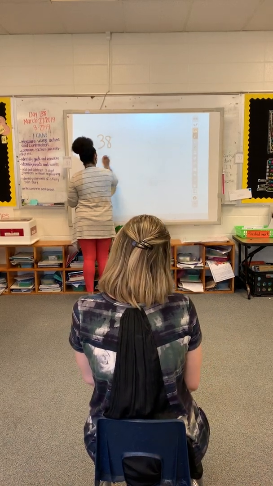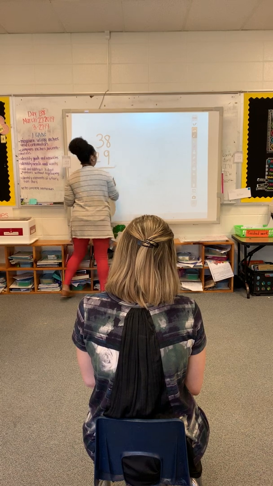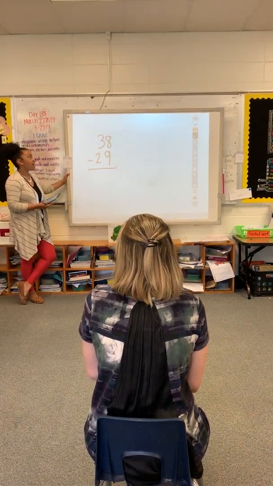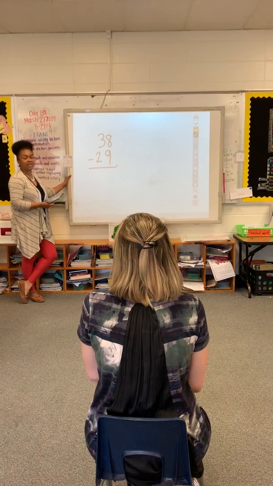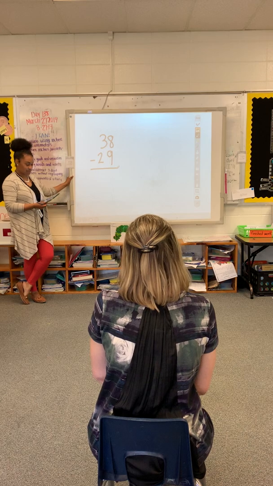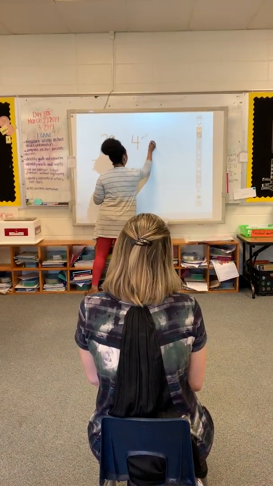38 minus 29. How many are we starting with? 8 in the ones column. And how many are we taking away? 9. So do we need to rename? Yes, we do. Good. All right. Let's do one more before we move on.